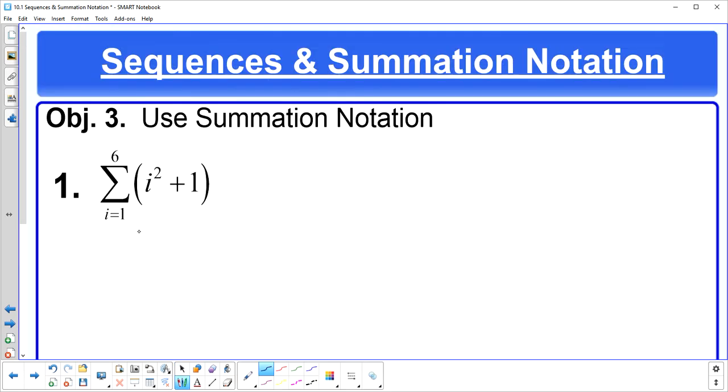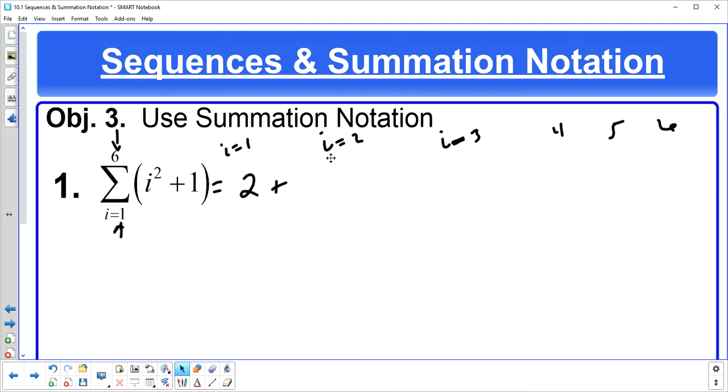An example, then: you see we start at 1 and we're going to end at 6, which means we should have 6 terms. One for i equals 1, for i equals 2, 3, 4, 5, and 6. And we're going to find all of those. So if we plug in 1, we're going to get 2. Plus, if we plug in 2, we end up with 5, plus 3, we end up with 10, plus 4, we end up with 17, plus 5, we end up with 26, and 6 is going to end up with 37.